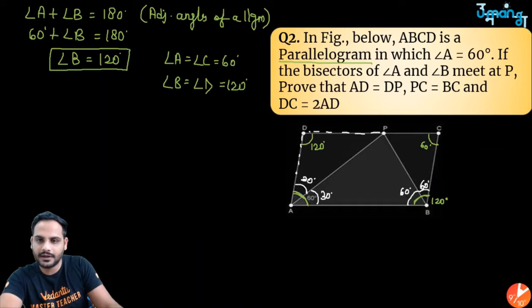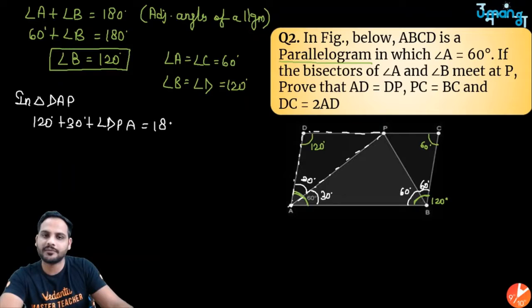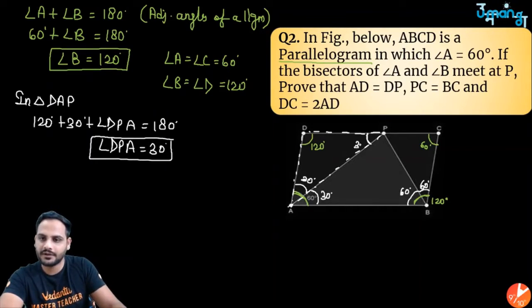Triangle DAP. So I can say that, sir, in triangle DAP, look, I know angle D is 120 degree plus angle DAP is 30 degree plus angle DPA I don't know, but I know angle sum property. The three angles of a triangle, if I add, the answer must be 180 degree. So from here 180 minus 150, angle DPA is equal to 30 degree.